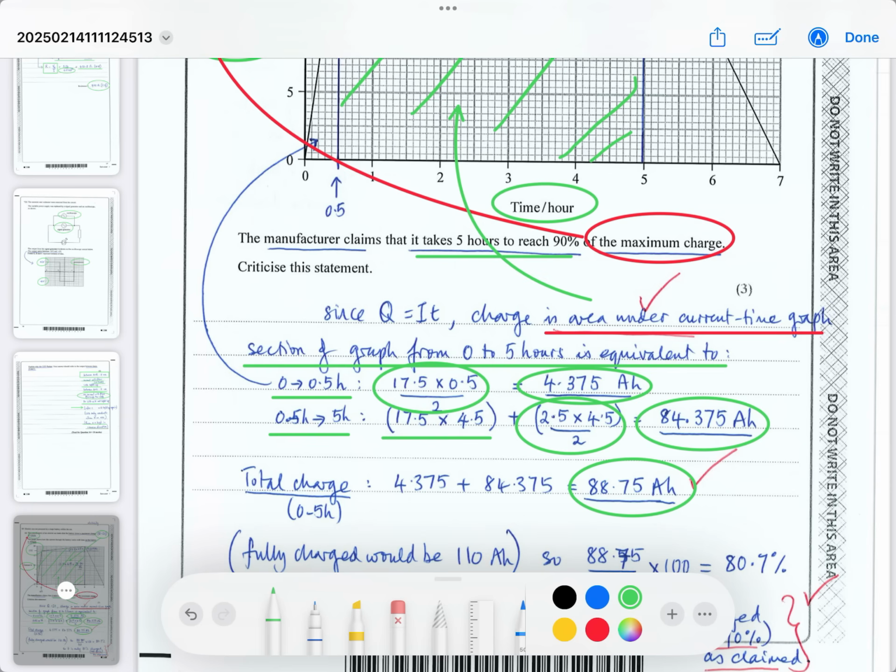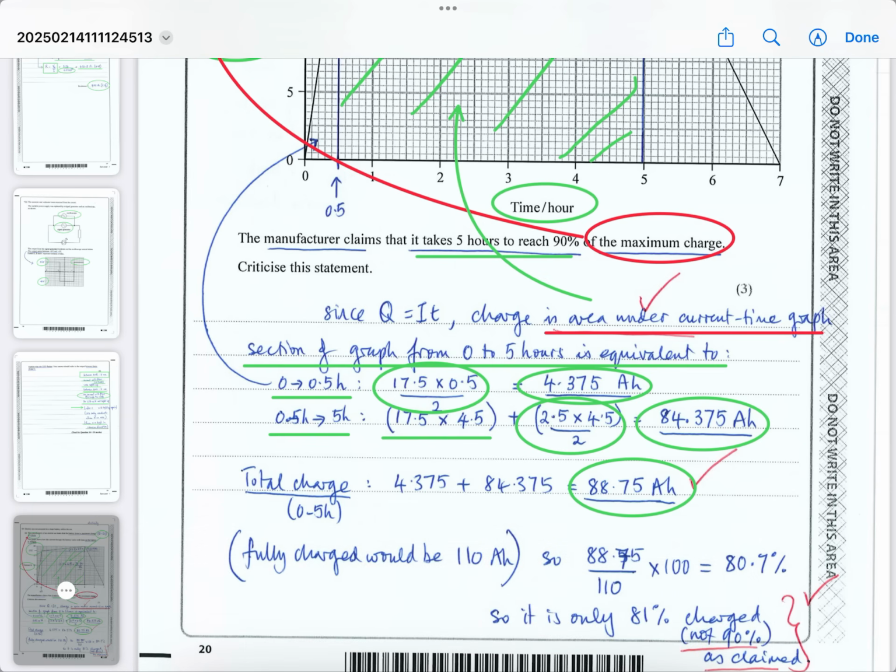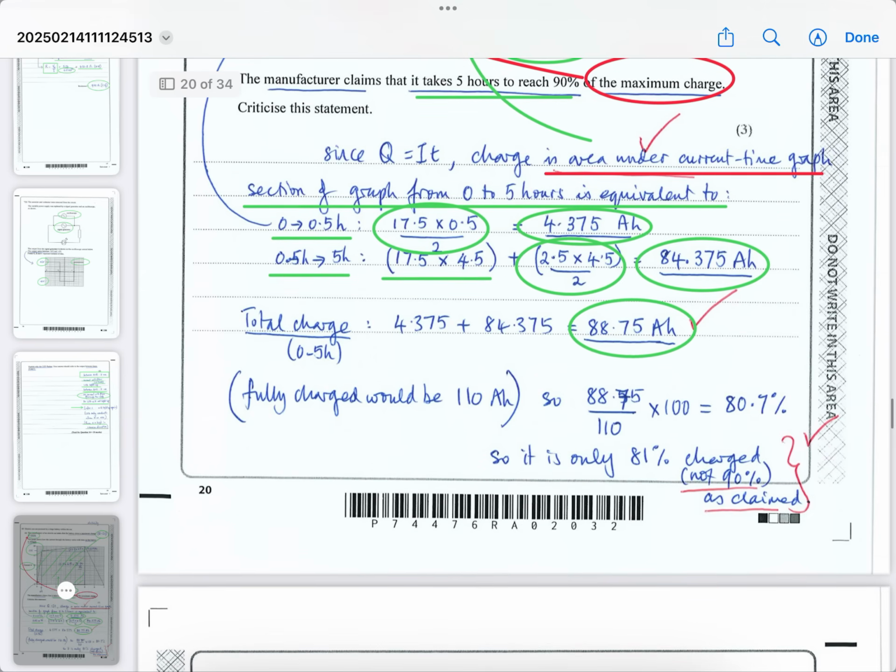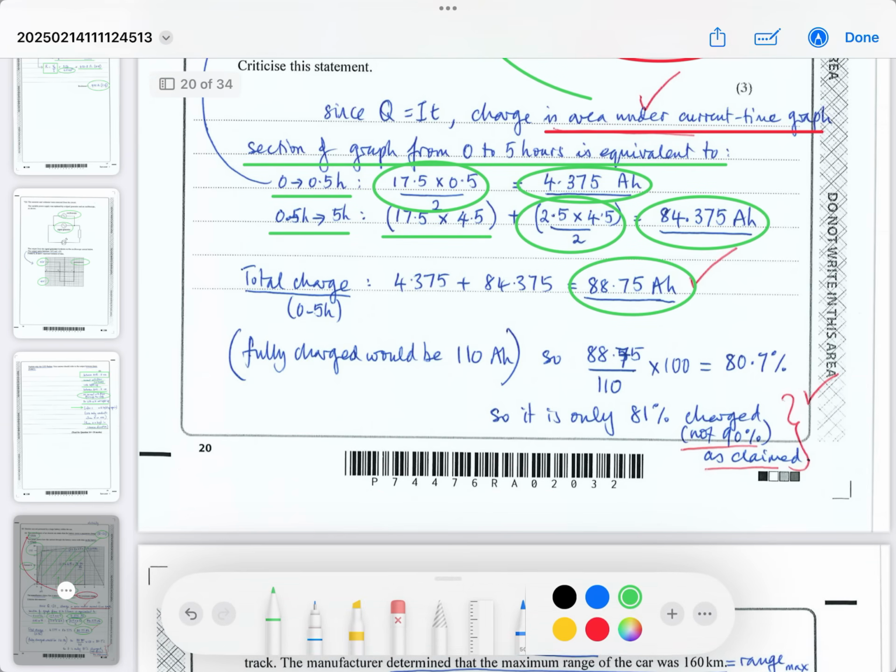Okay, well, 90% of 110 is not the same as that, because you'll see that 88.75 out of 110, which was the total charge, we actually only get, fully charged to be 110, so we've only got after 5 hours 88.75. That's only 81% roughly. So it's only 81% charged, not 90% as claimed. Okay, so we've criticized it.